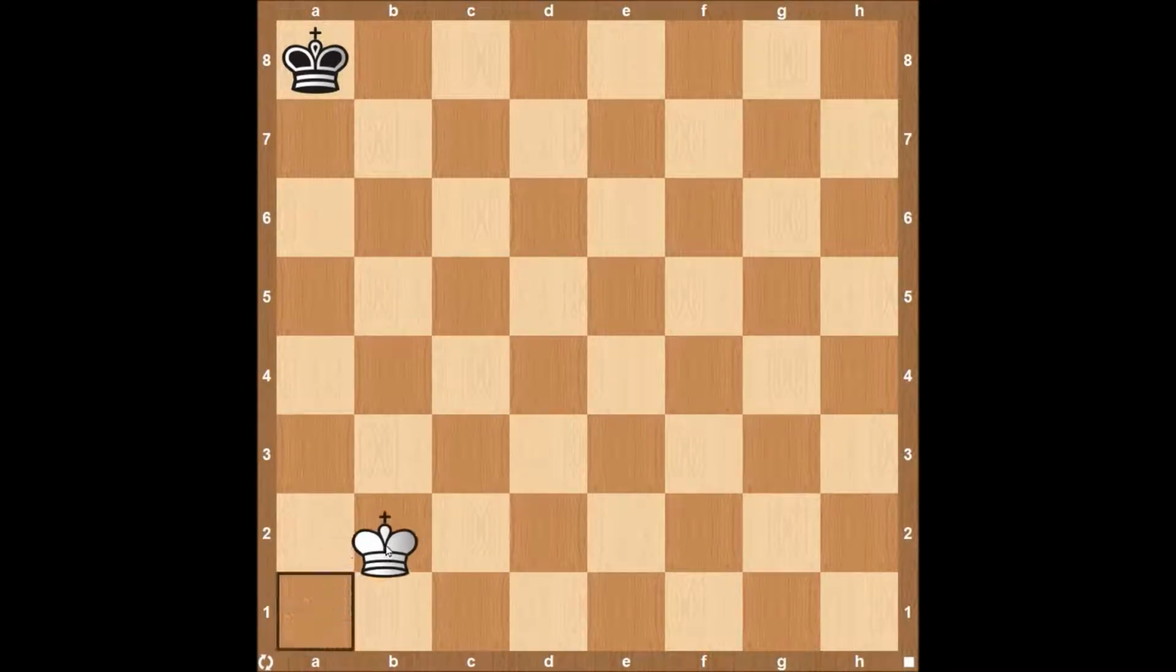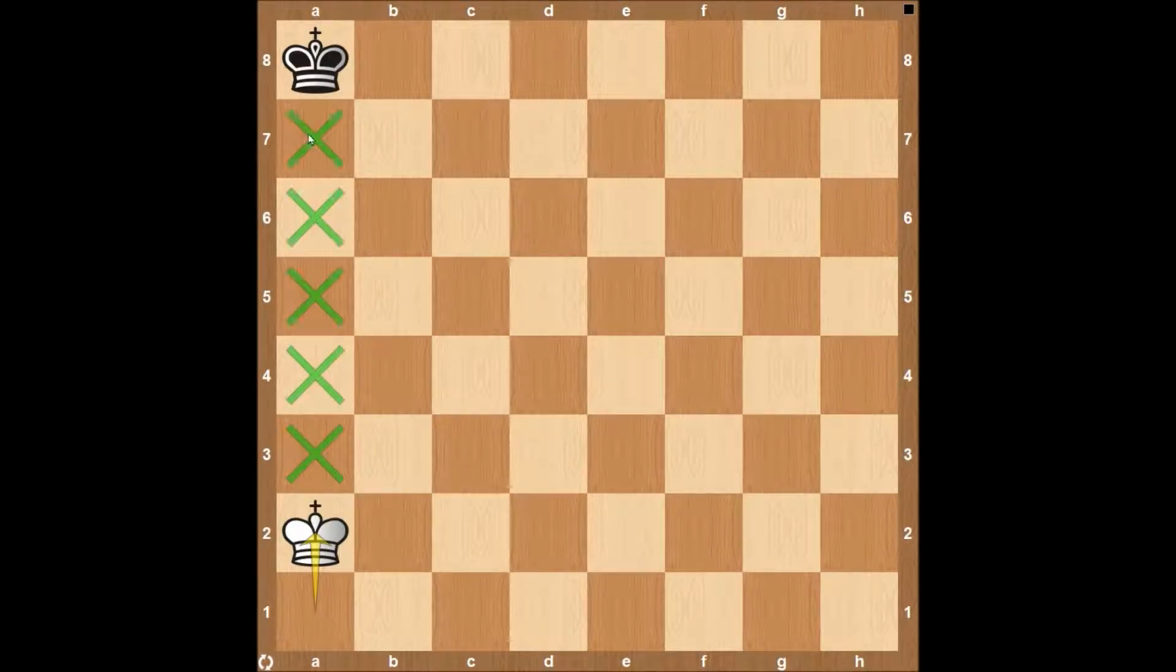We already looked at king to b2 is not going to win because now black has the opposition with king to b8. There are 5 squares between them. White really needs to play the move king a2. That's that first example we looked at. There's an odd number of squares between them, so white has the opposition.